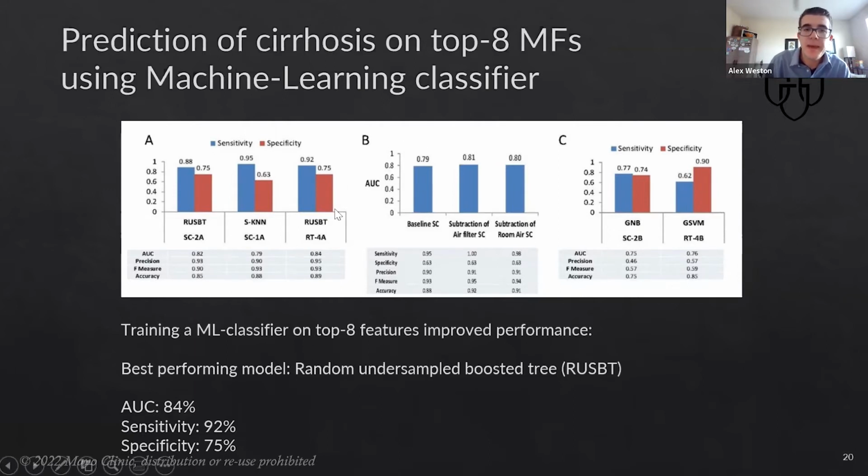And we also show in panel B the effects of normalizing with room air samples. So when we normalized out room air, we saw slightly better performance, although the difference was small. And then panel C shows a machine learning classifier trained to differentiate cirrhosis stage. So within our cirrhosis patients, one that differentiated stage 3 from stage 1, I believe.